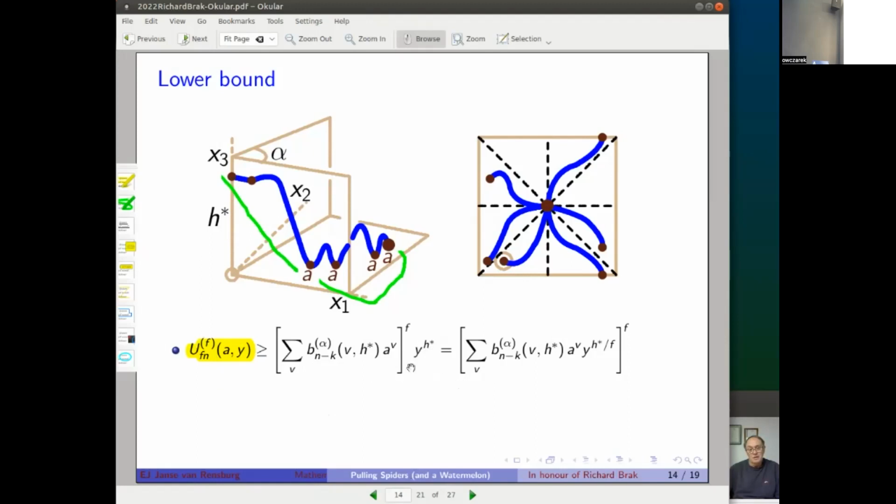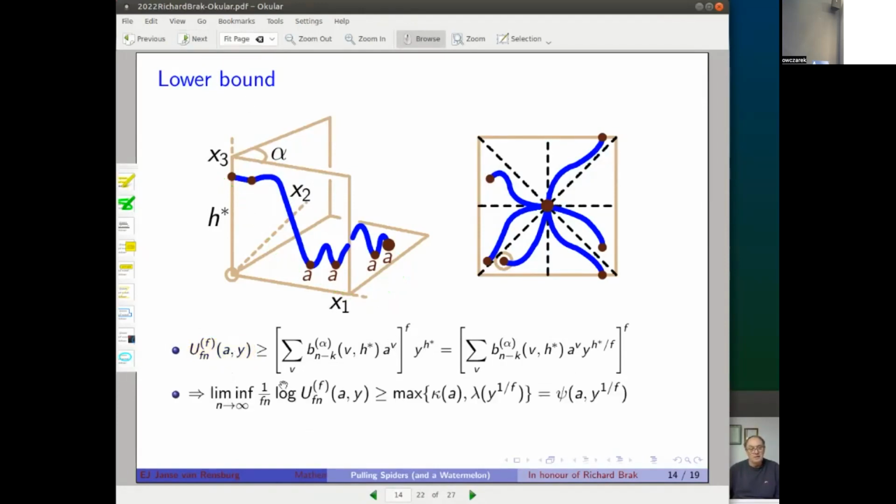And if you now bring this together, you'll see that it gives you this equality here, where I factor this y to the h star inside the brackets. And then you can take the limit inferior on the left hand side, and that gives you psi, or something bigger than or equal to psi of a y to the power 1 over f.